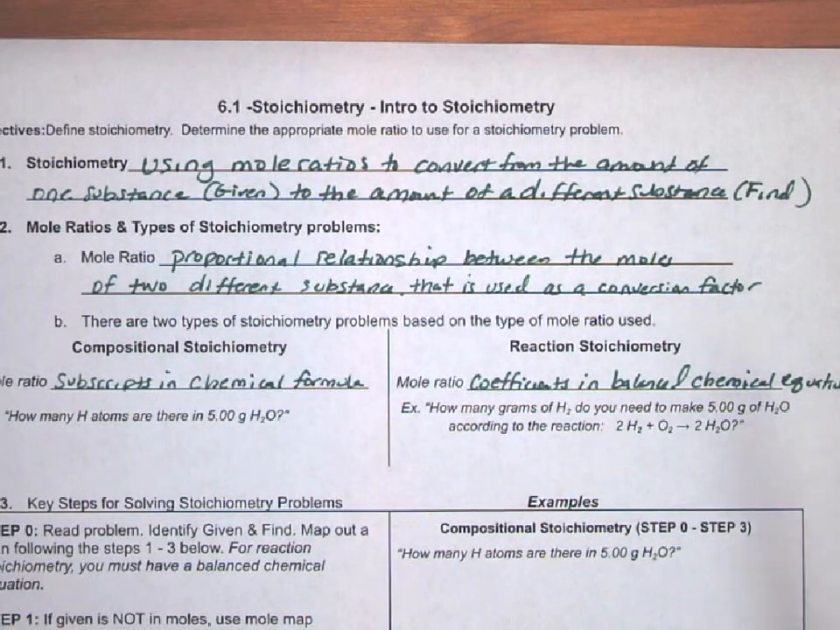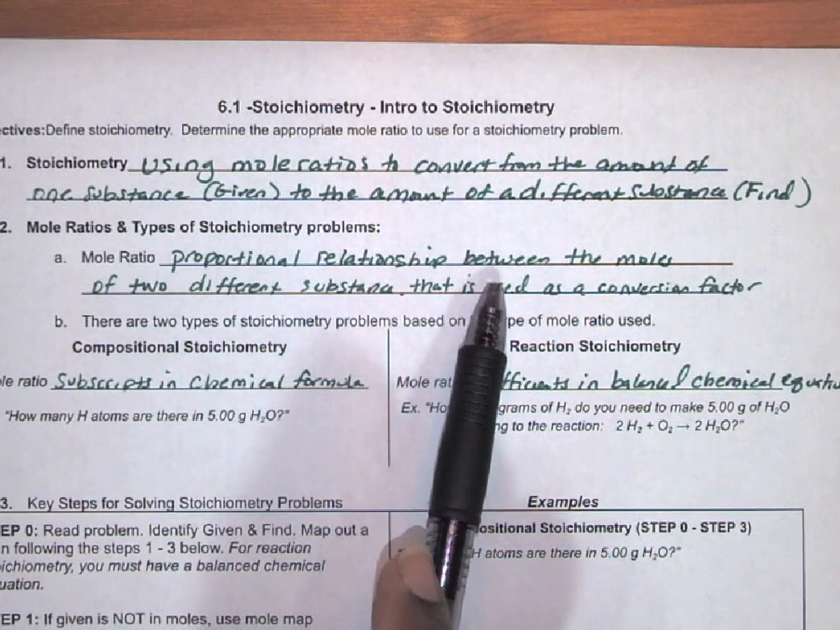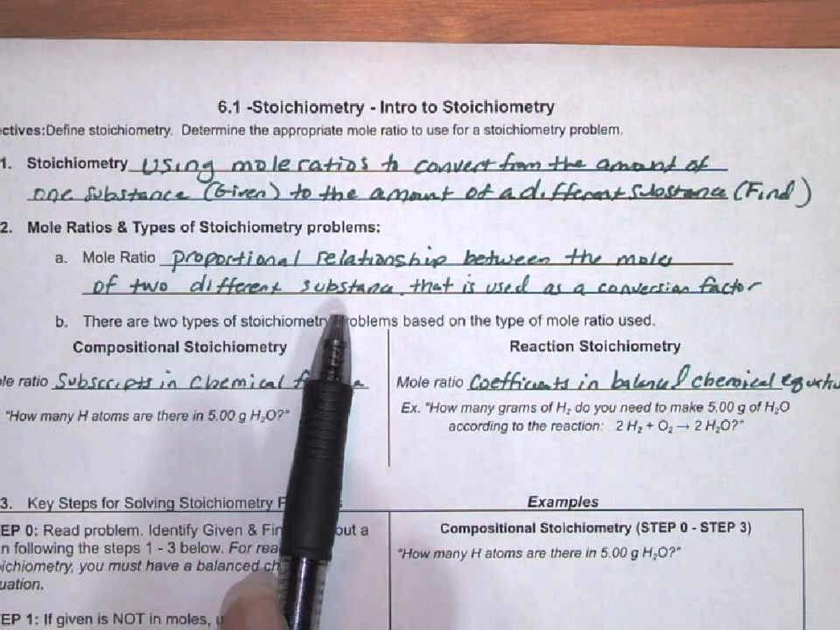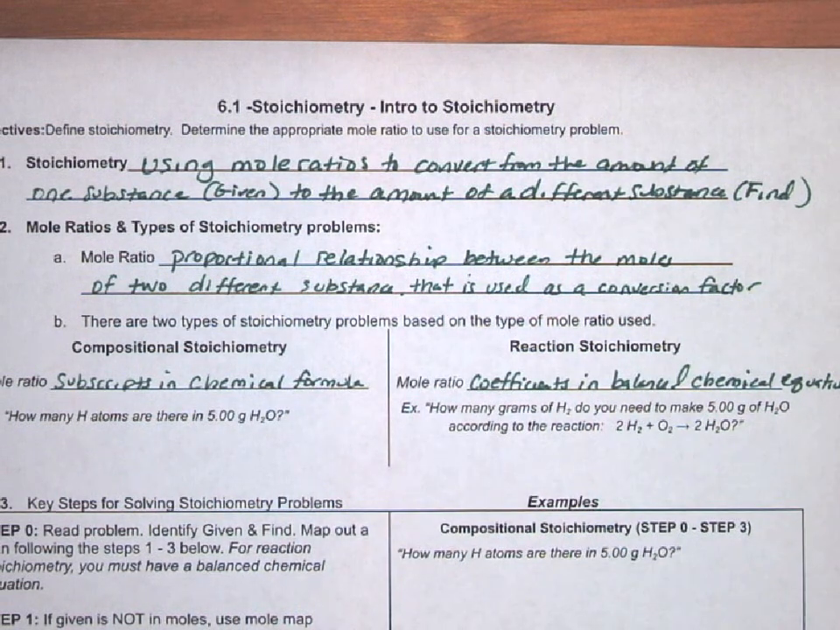A mole ratio, just like with any ratio, is a proportional relationship between the moles of 2 different substances that is used as a conversion factor in stoichiometry problems. So we use ratios often. For example, one example of a ratio is 4 quarters in a dollar. So that's a 4-to-1 ratio.